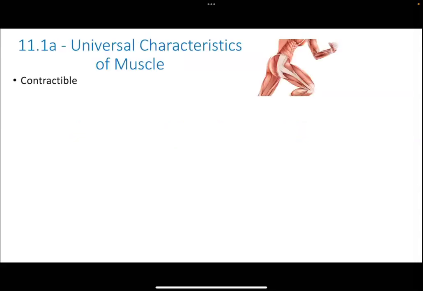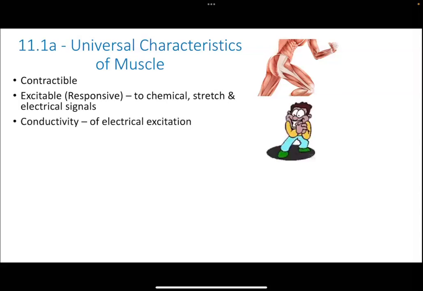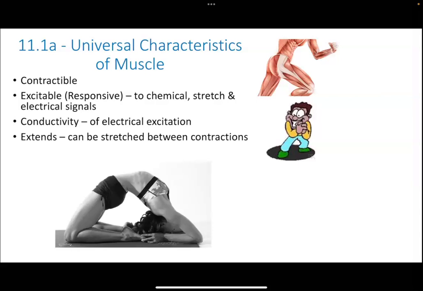Again, when you look at all of the muscles, so skeletal, smooth, and cardiac, the characteristics they all share is they're all going to be contractible. They are also all excitable, which can also mean responsive. So basically they're going to respond or become excited to various types of signals. It could be a chemical signal, a stretch signal, or an electrical signal. They all are also conductive, meaning they serve for conductivity of electrical excitation, and they all extend.